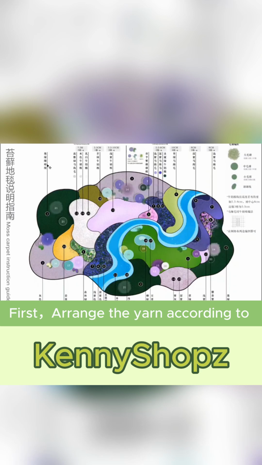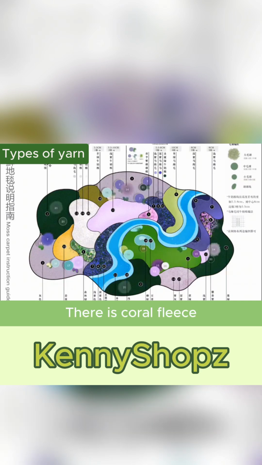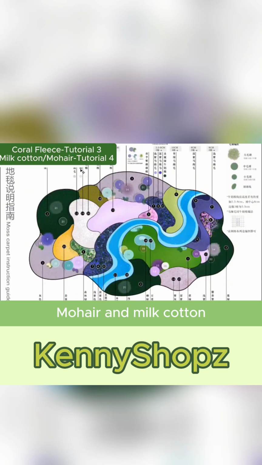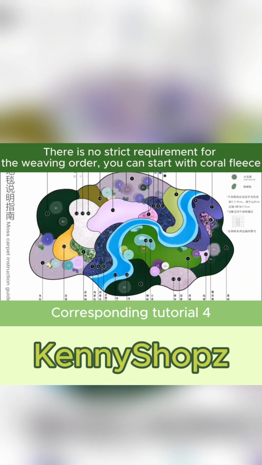First, arrange the yarn according to the color blocks on the pattern. There are roughly 3 types of yarn. There is coral fleece, mohair, and milk cotton. Coral fleece corresponds to tutorial 3. The methods for mohair and milk cotton are the same. Corresponding tutorial 4. You can start knitting from coral fleece.